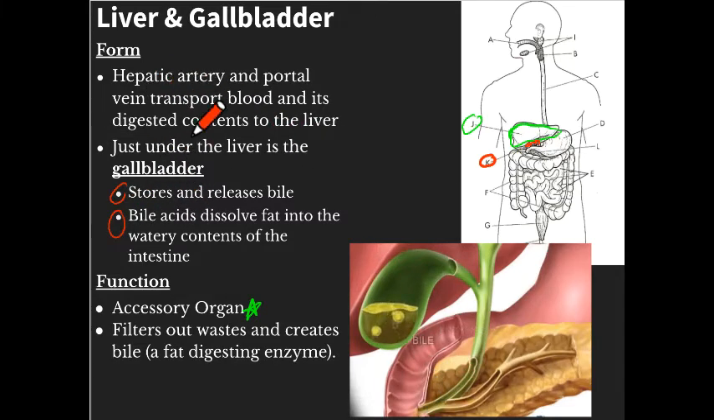How is this highly adapted? Well, it's got function for storage. It's got the hepatic artery and portal vein to transport blood to get into the liver so that it can make this bile. Okay, moving on to the next one.